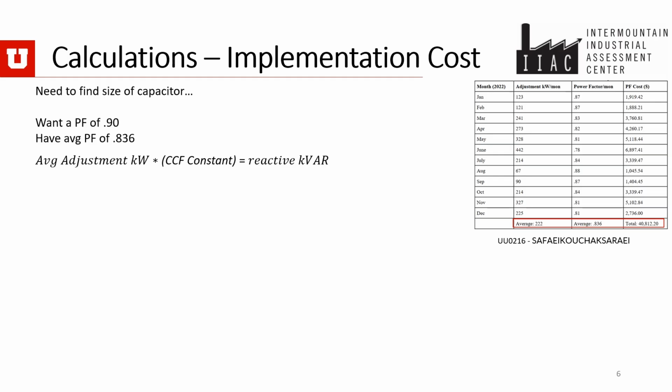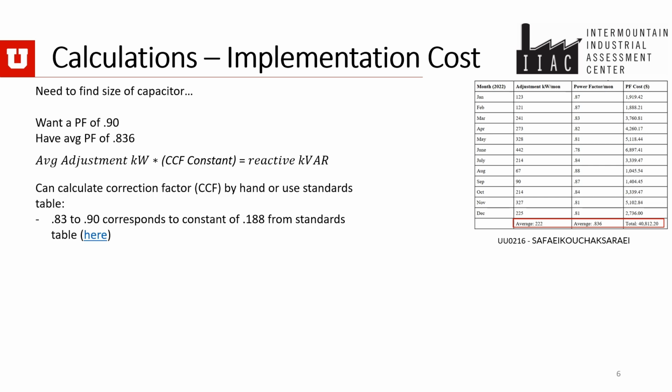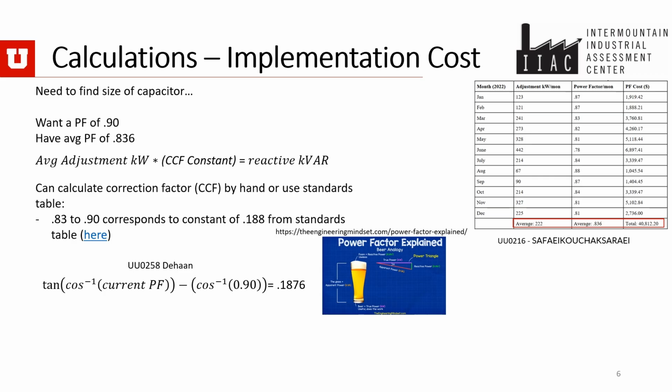We already have the average adjustment kilowatts from the last slide. In our case, it's 222. You can see that on the table on the right. So we just need to find the CCF constant. This requires having our current and goal power factor. So you can get its value from a standards table. I have a link here if you want to find this video on Box, or you can just Google it, or you can calculate it by hand using this equation.